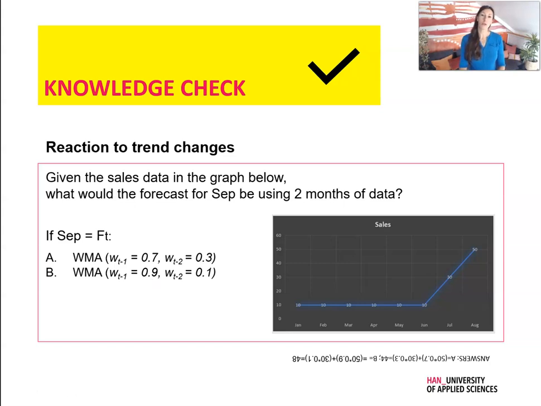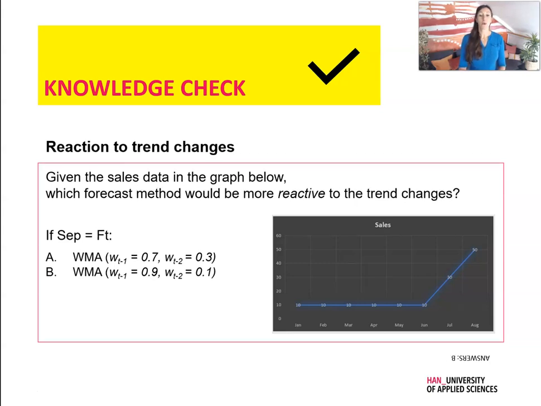In the meanwhile, I want to introduce you to the other knowledge check, which is, given the same data points, which of these forecast methods would be more reactive to this trend change? Would it be the 30-70 split, or would it be the 10-90 split?